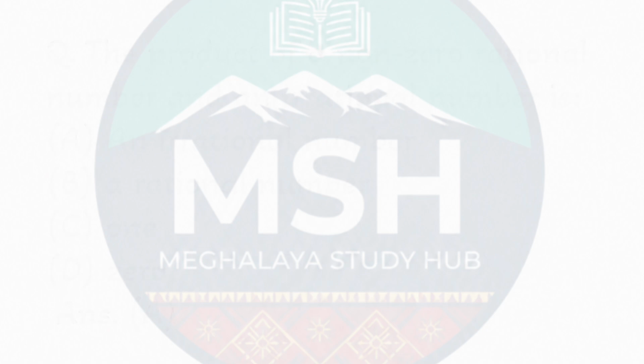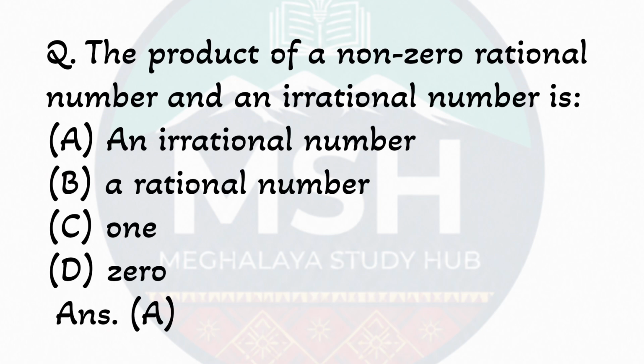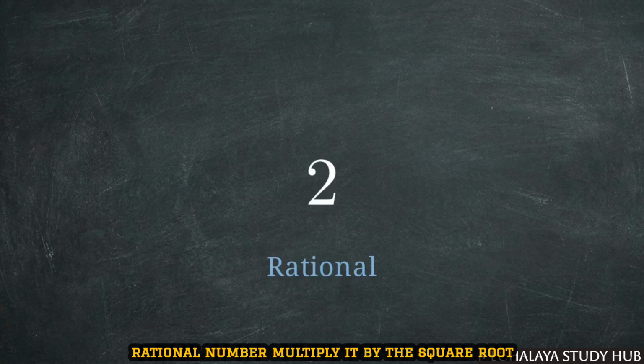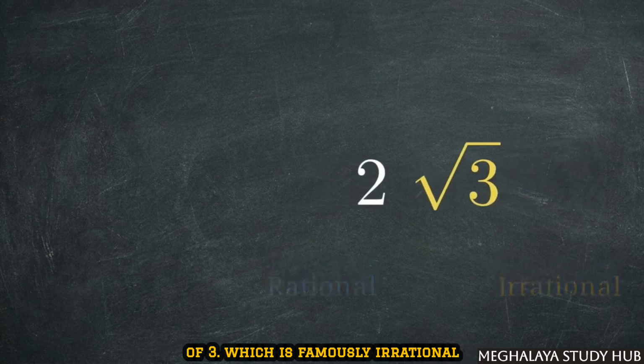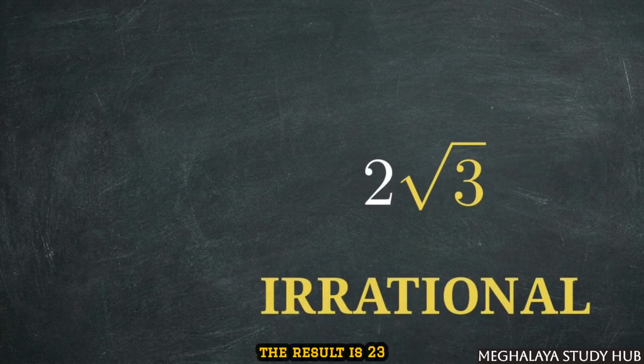Now let's look at question 1 from this next exam paper. This tests a conceptual property, not your calculation speed. It asks what happens when you multiply a non-zero rational number with an irrational number. The easiest way to solve this is to invent an example. Take 2, which is a neat rational number. Multiply it by the square root of 3, which is famously irrational. The result is 2 root 3.